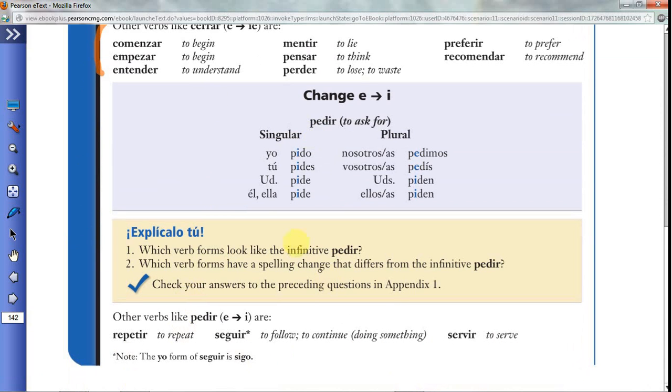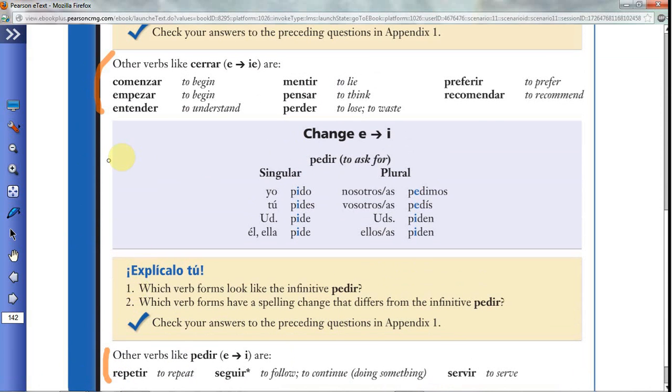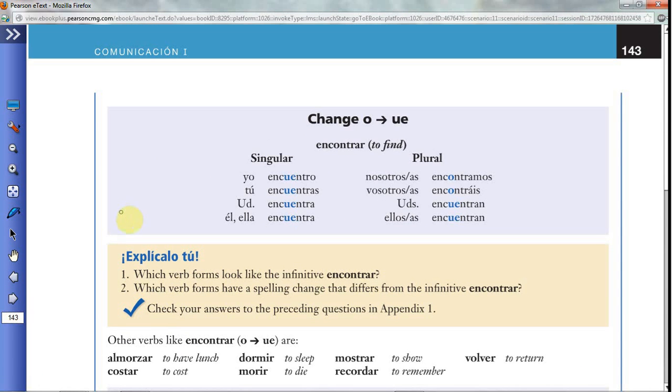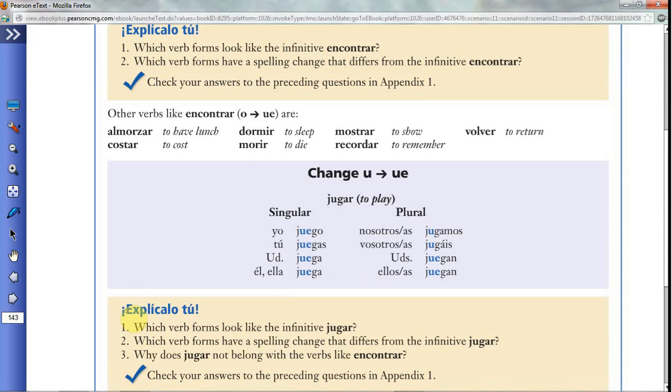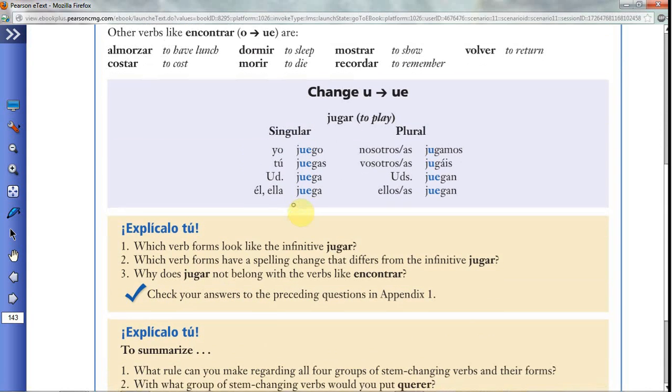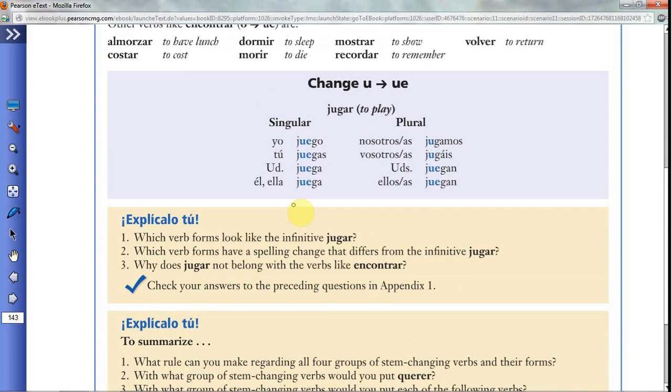These are not all the verbs in the dictionary that are going to be like this, but they're giving you the most common ones. Over here, O to UE is the change. Here are some other verbs that have that same change. U to UE. Okay, and actually jugar is kind of on its own.